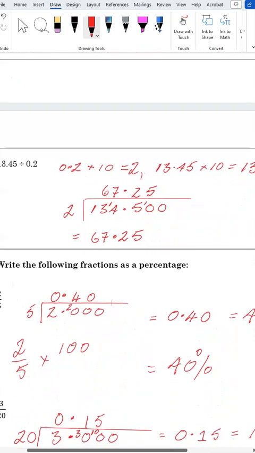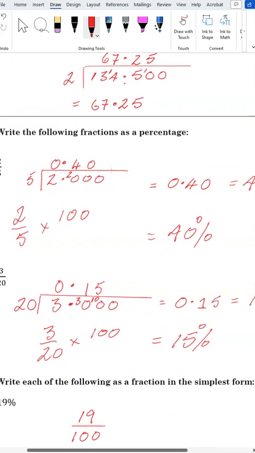Here, you're trying to make the divisor a whole number. So you multiply this by 10, right, becomes 2. So you've shifted the decimal point. Then you've got to do the same to this, multiply it by 10, shift the decimal point to here. So you write it out as your division sum. There's your decimal point there, and you put it up there, and it's fixed, and you just do your division sum.